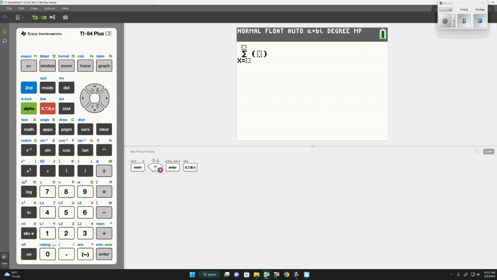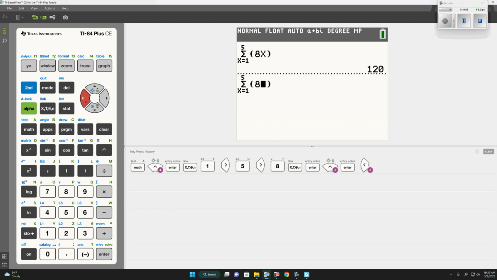What number did we start with for our summation for this one here? 1, yes? So x equals 1 at the bottom, and 8x is our summation, yes? Hit enter, it is 120. So for all the variables, you can just use x.